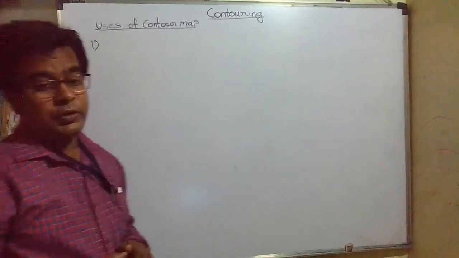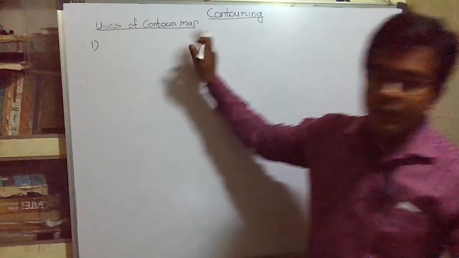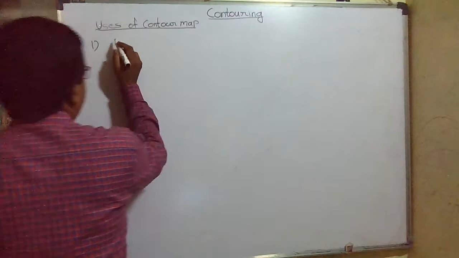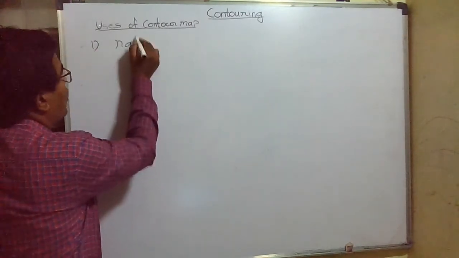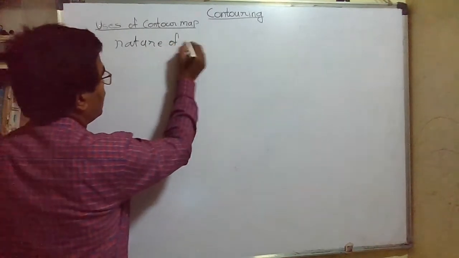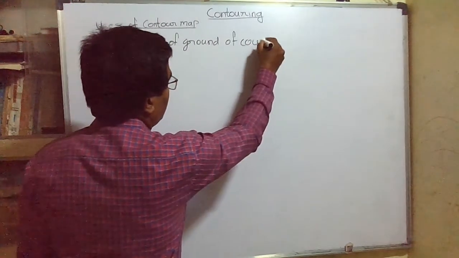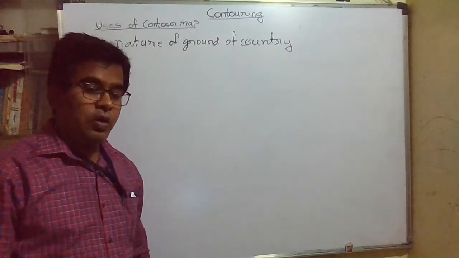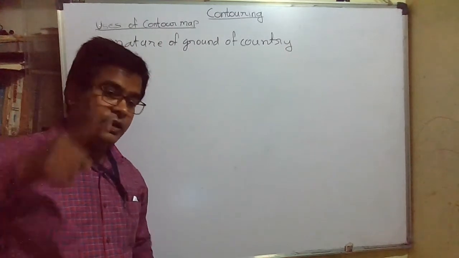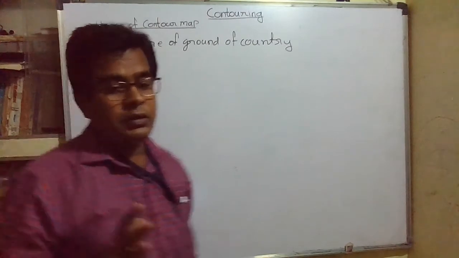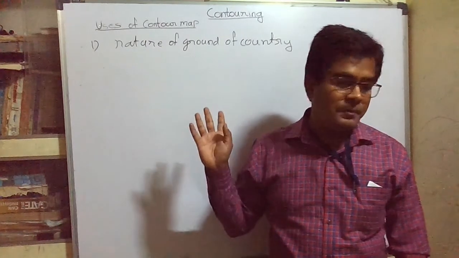Now let us move to the next point, that is the uses of contour map. The very first use, as we discussed many times earlier, is that by studying the contour map we can ascertain the nature of the ground of a country. Is it steep ground, or flat ground? Is it a hilly region? Is it a valley? Is it a depression? We can decide the nature of the ground by studying the contour map.